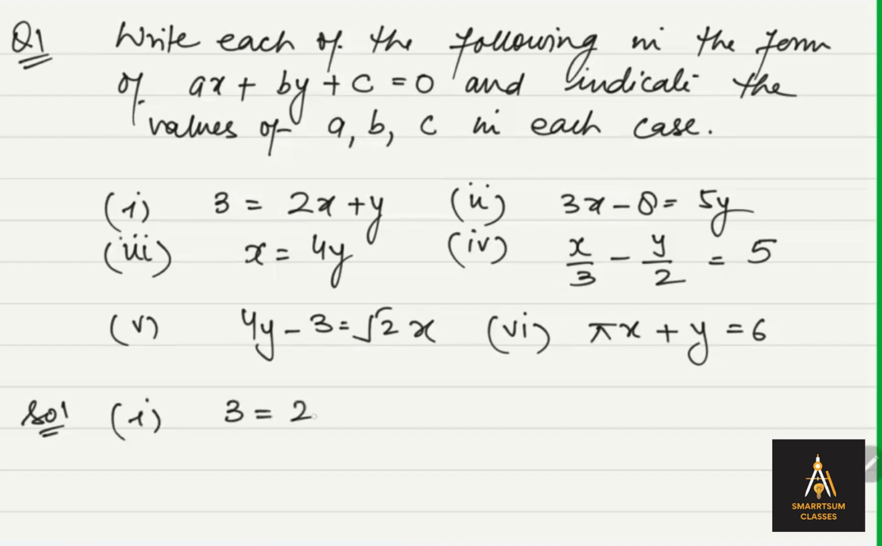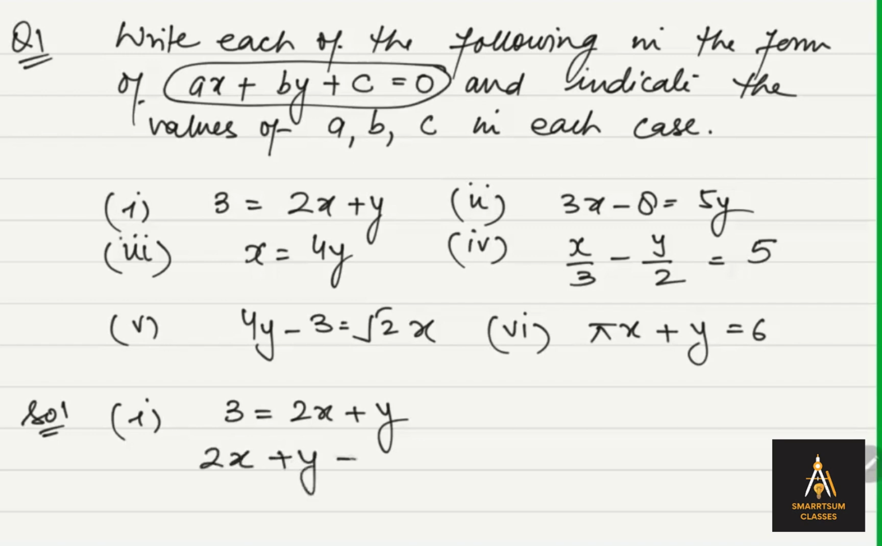3 is equal to 2x plus y. Now, what is our form? The standard form is ax plus by plus c is equal to 0, right? So we will bring all the terms to one side. Can I write it as 2x plus y minus 3 is equal to 0? Yes. Now this is the standard form.